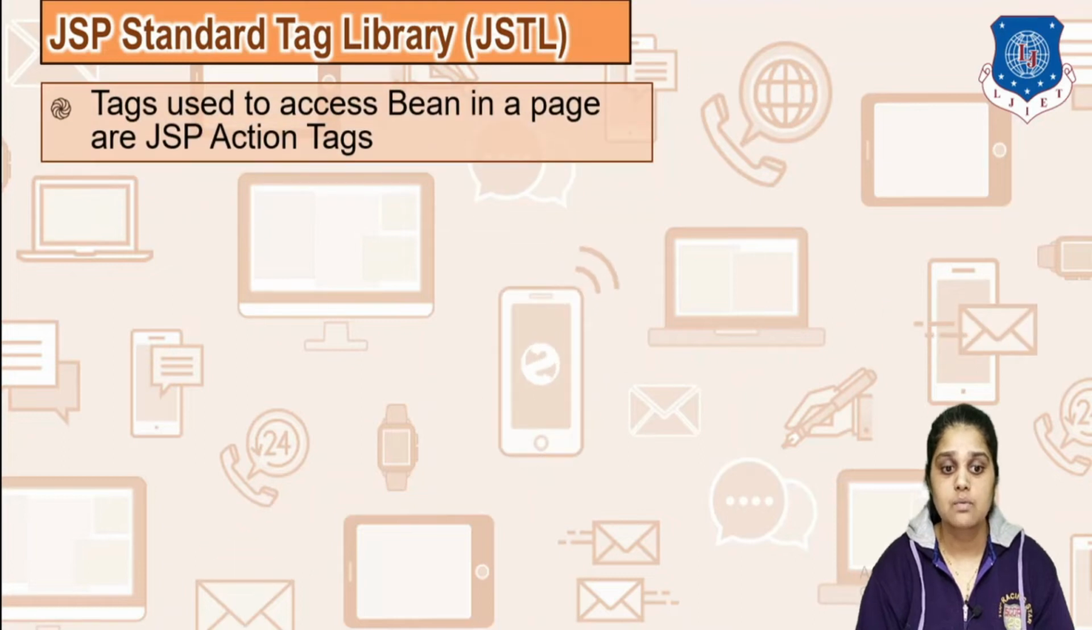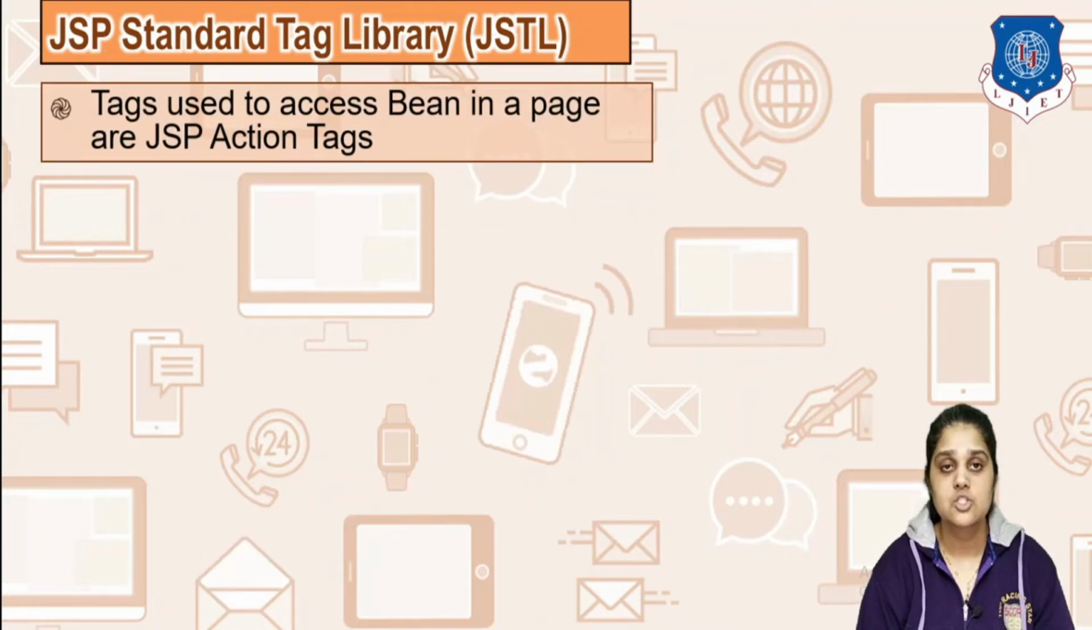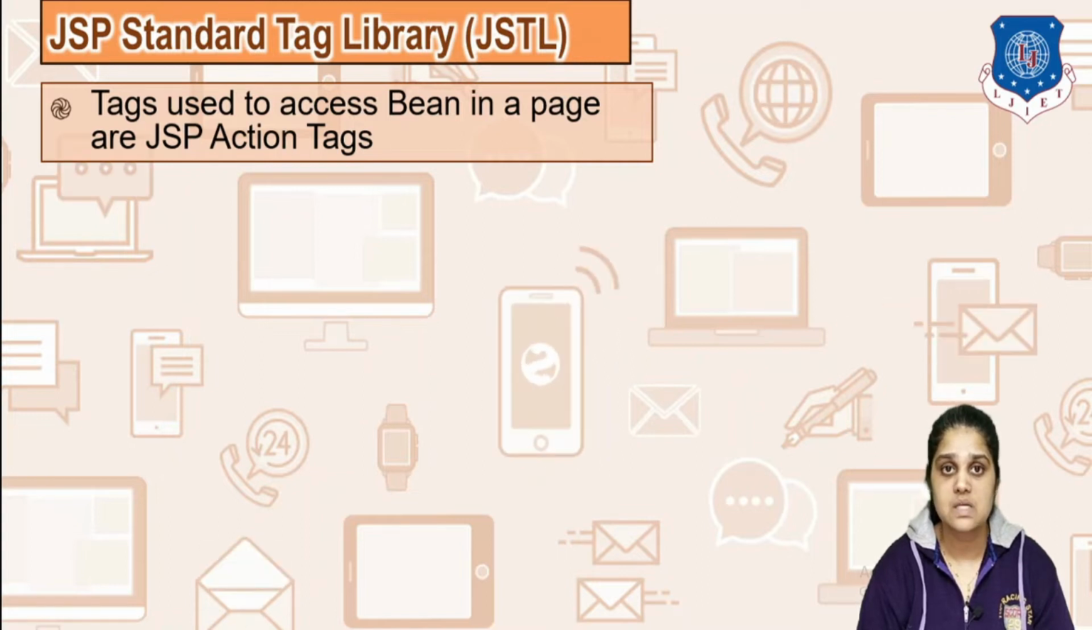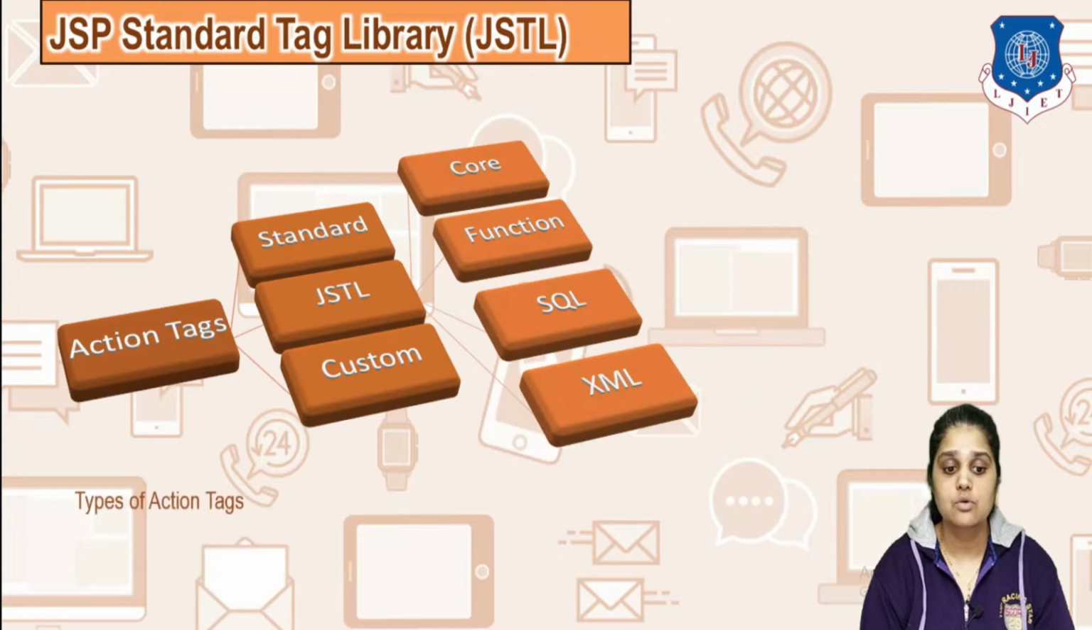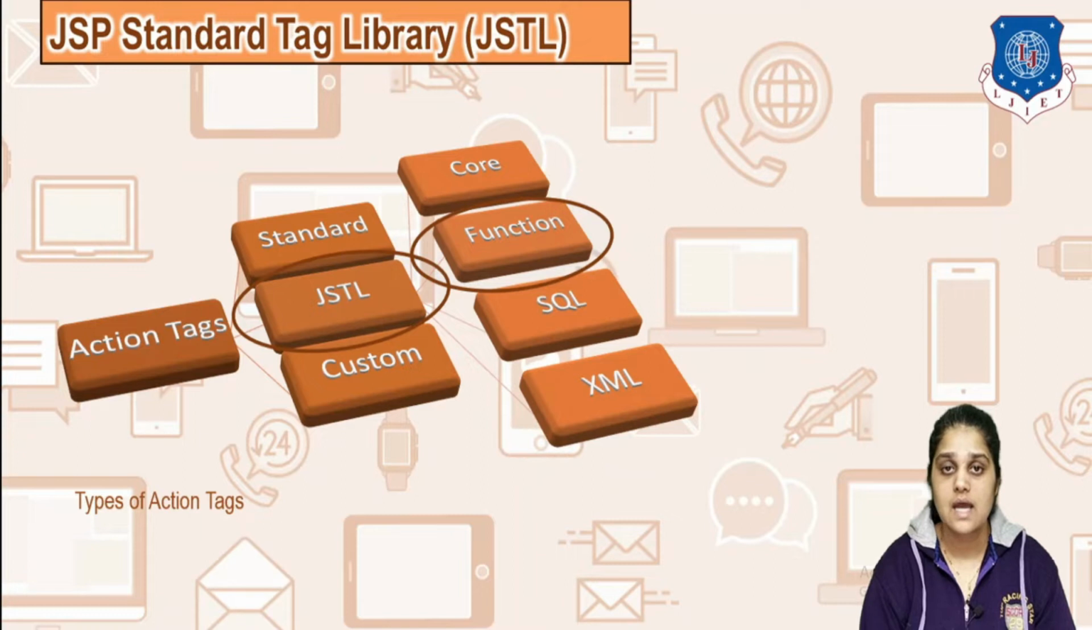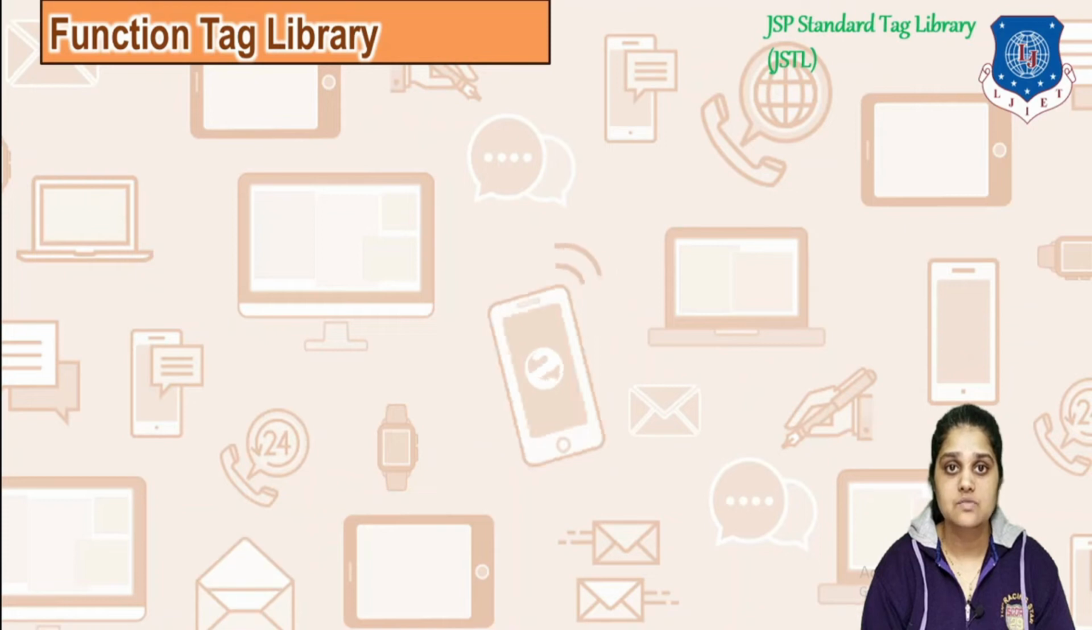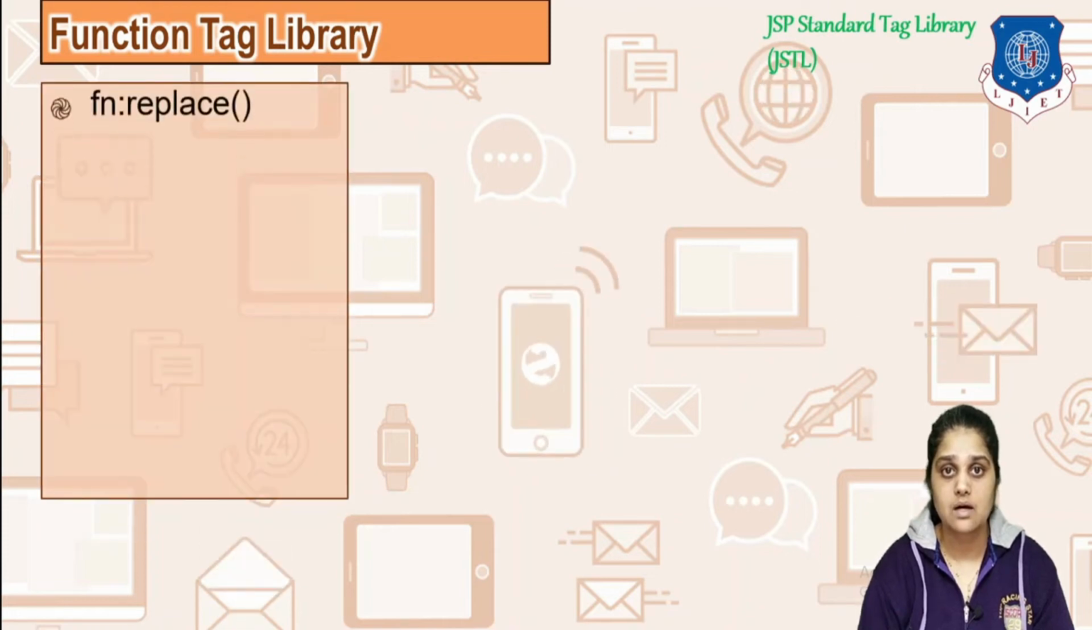To begin with, you are aware that JSP action tags are various tags that are used to access beans in a JSP page. So under JSTL we are going to today study various function tag libraries, and these function tag libraries are nothing but simple functions which are available at a specific URI which you are just importing and using in your program. The various function tag library tags are these.